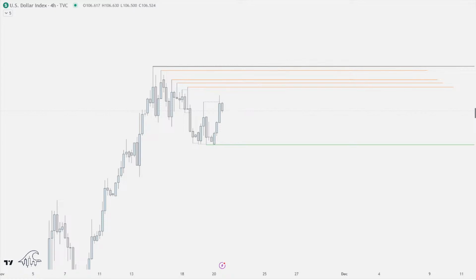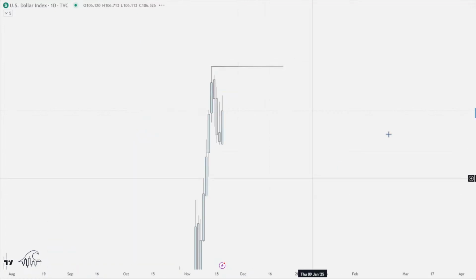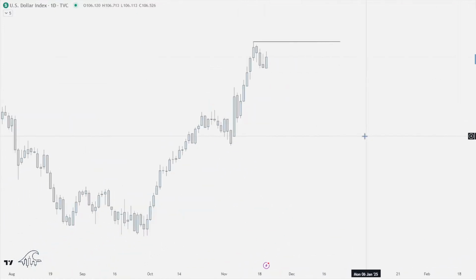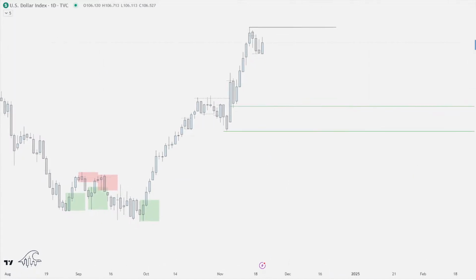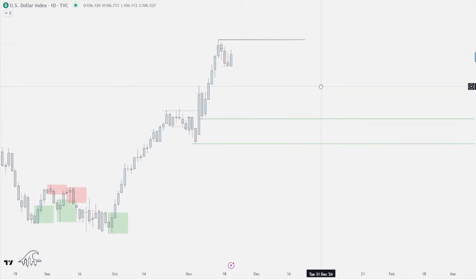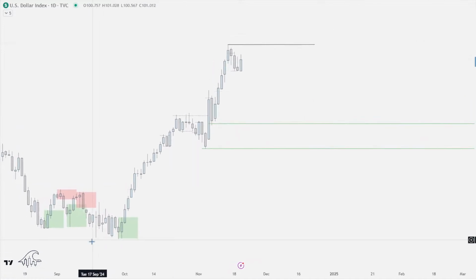Now, why do we have this bias? Why do we have this idea? Well, when we go onto the daily time frame, what is the last directional move that we have in place? The last directional move we have in place is a bullish move. So therefore, our directional bias maintains bullish. Simple as that. No need to change, no need to speculate, no need to have any other ideas other than what we are seeing.